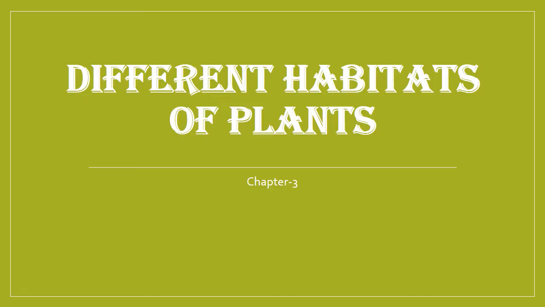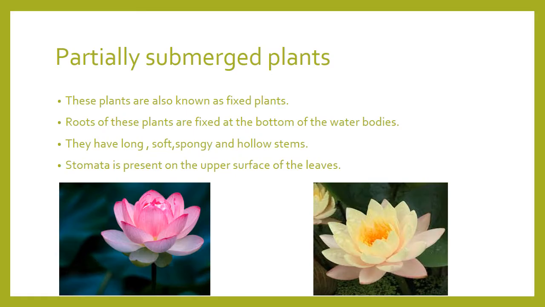So we are learning the chapter that is different habitats of plants. In the previous video we have learned what is habitat, what is plant community, and also what are the aquatic plants and a type of aquatic plants, that is the first one, submerged hydrophytes.